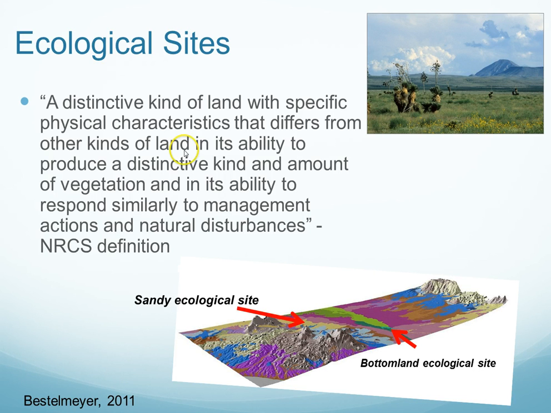For one thing, the inclusion of this statement about the ability or capacity of a piece of land to produce a certain amount and kind of vegetation is a key aspect of the definition of ecological site, because we are looking at not only production of vegetation, the amount of biomass that can be produced, but also the species composition that we expect from a site. Also, ecological sites are united in the way that they respond to management actions and natural disturbances.